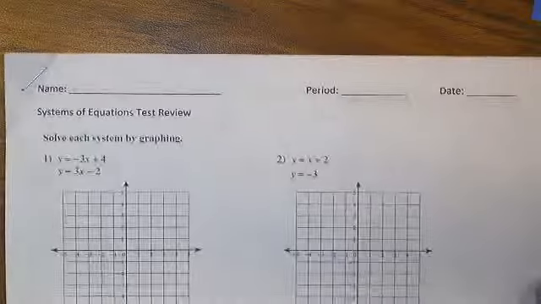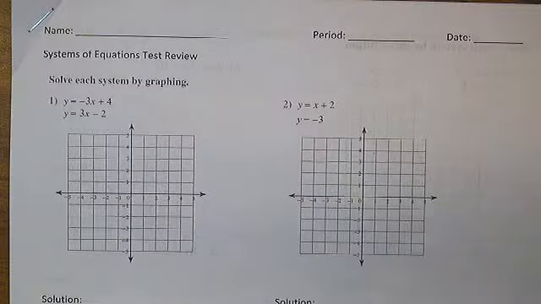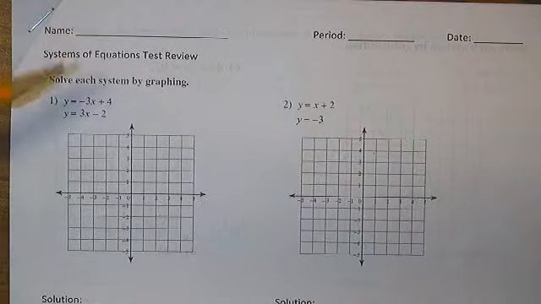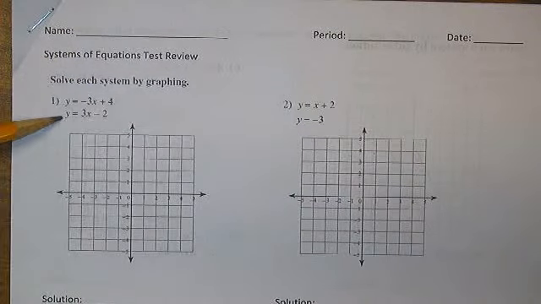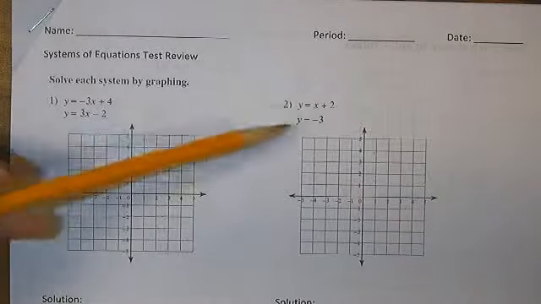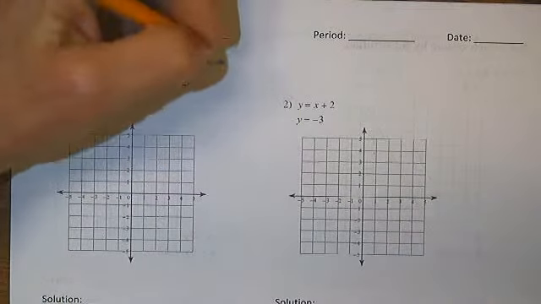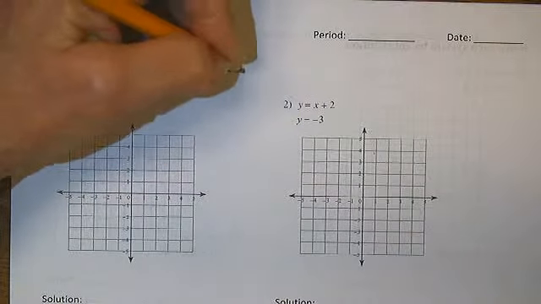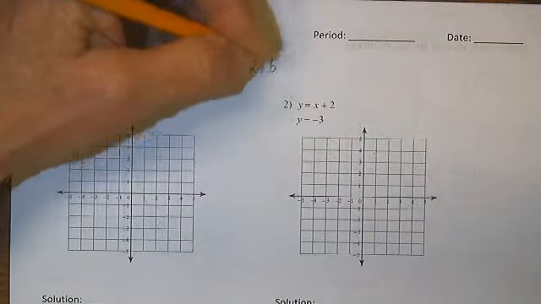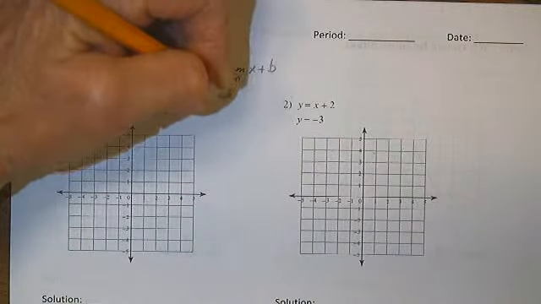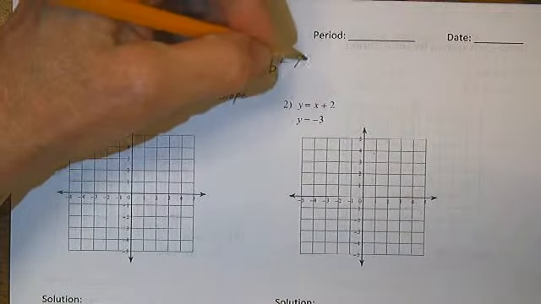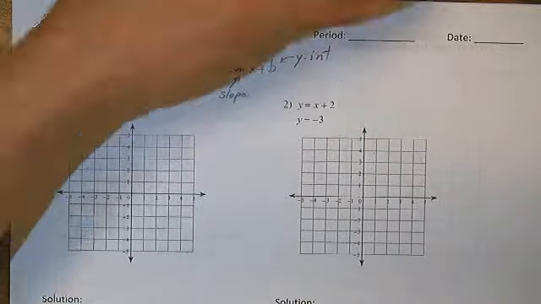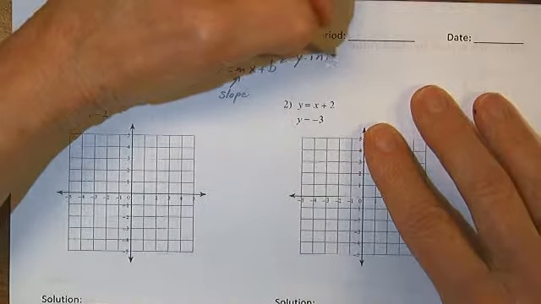Solve each system by graphing. These are so easy when you know how to do them. Note that it's especially quick when both equations are in the form y equals mx plus b, where m is the slope and b is the y-intercept.